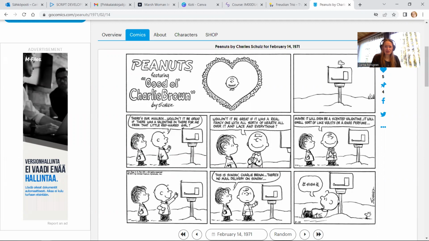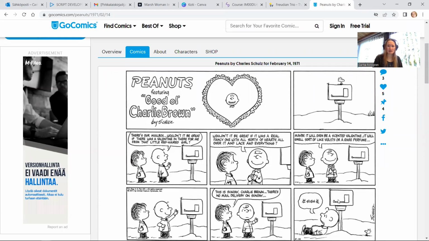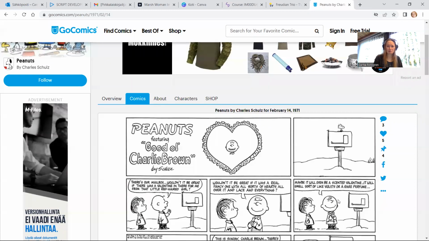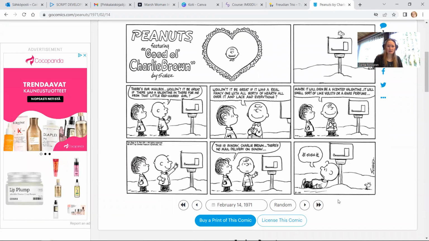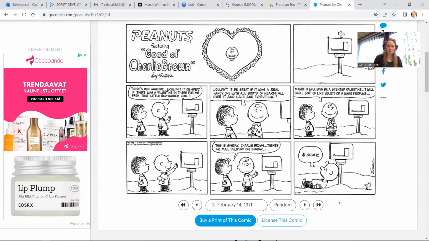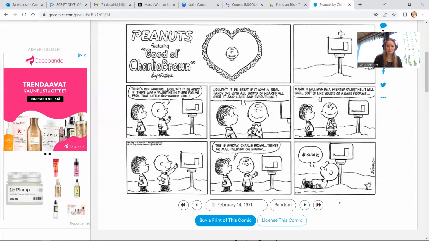And Linus is, by the way, also, like I said, the brother to Lucy. And Lucy, although it seems that she's not too fond of Charlie Brown, does care about him too, in her own way. So there's a triangle also between Linus, Lucy, and Charlie Brown. So the siblings are both friends to Charlie Brown.